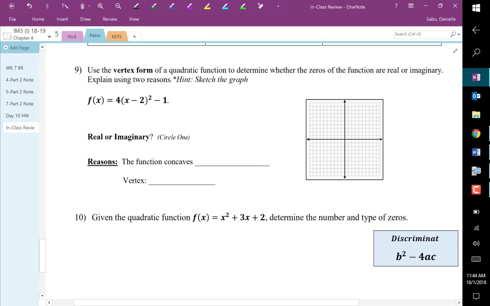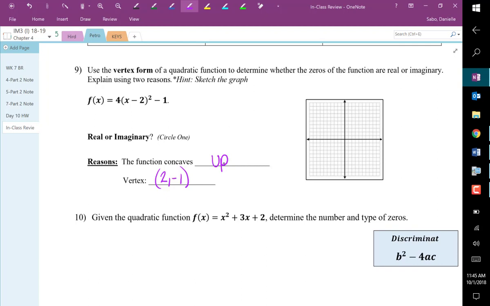Okay, so when we look at this, can anyone tell me what the vertex is based off the equation? 2, -1. Yeah, 2, -1. So I'm going to put that in, 2, -1. Now, is it going to concave up or concave down? Up. Okay, we know it's up because that number right here is positive. If it was negative, it'd be going down. If you forgot any of this, you could have got out your graphing calculator and typed this into y equals and still gotten the same thing as us.